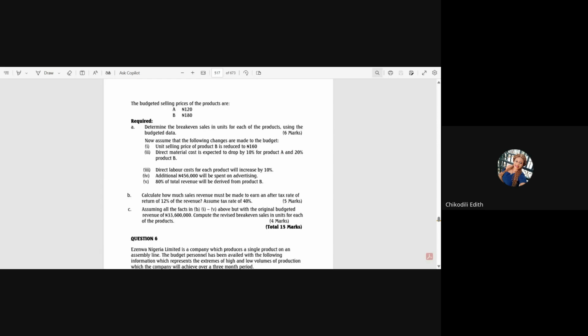Calculate how much sales revenue must be made to earn an after-tax rate of return of 12% of the revenue, assuming a tax rate of 40%. Assuming all the facts in B(i) and (v) above, but with the original budgeted revenue of 33,600,000, compute the reverse break-even sales in units for each of the products.